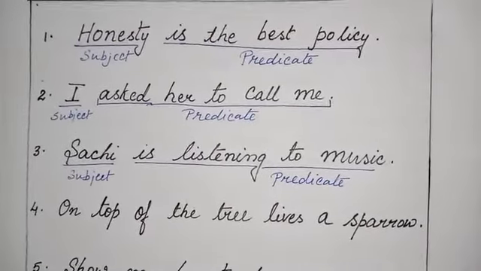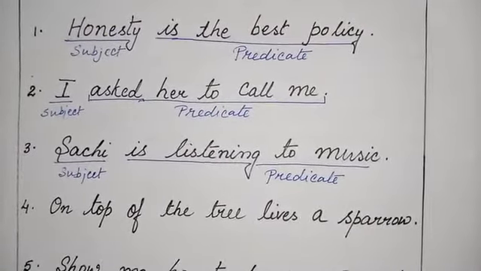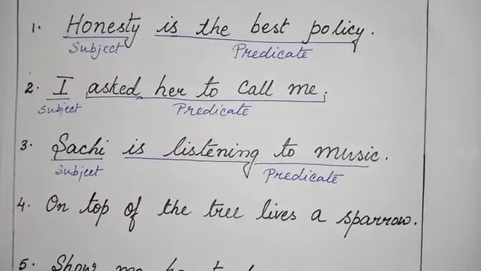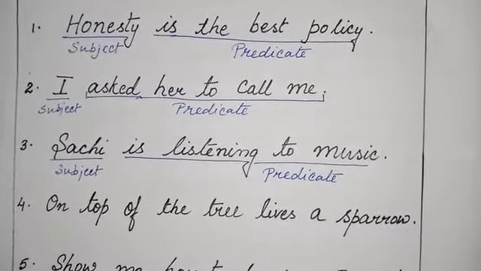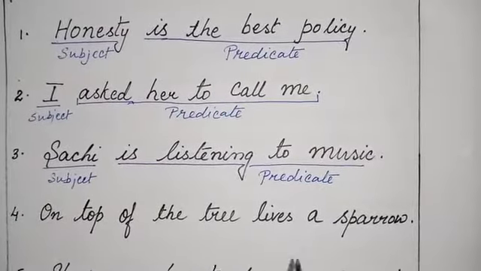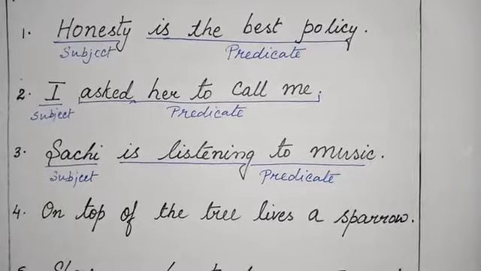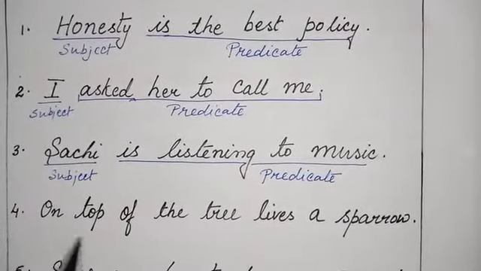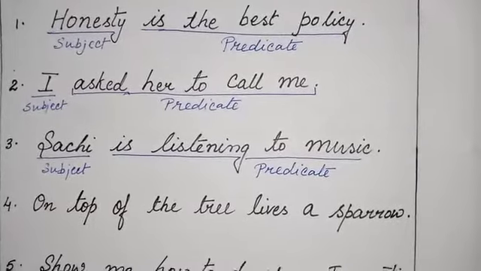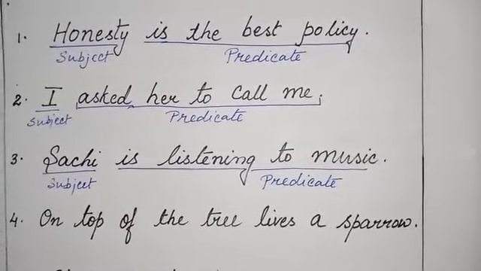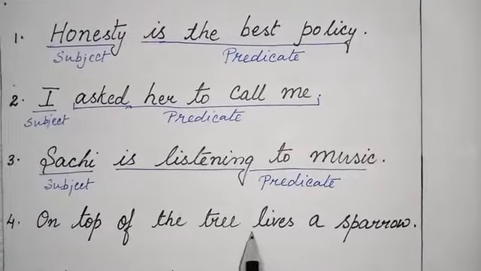Now, it is not always essential that the subject will always come at the front. It may come at the last, it may remain in the middle of the sentence. Look at the 4th sentence. On top of the tree lives a sparrow. Don't just jump to a decision that whatever comes at the beginning is the subject. It's a wrong theory.